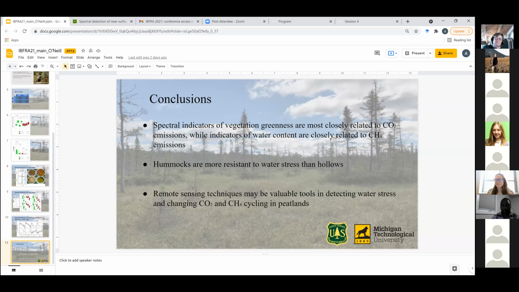I just had a quick clarification question, Ali, and I think you might have mentioned this at the beginning. So for your study site, that hummock hollow classification, how did you exactly classify? I mean, like looking at the microtopography, or is it more subjective based on first-hand knowledge of the study area? Yeah, that's a good question.